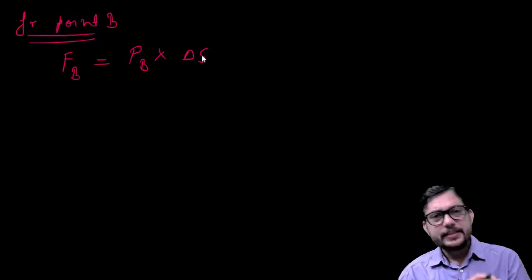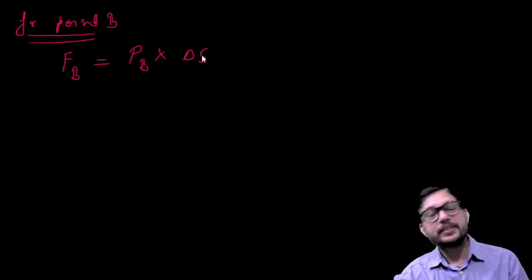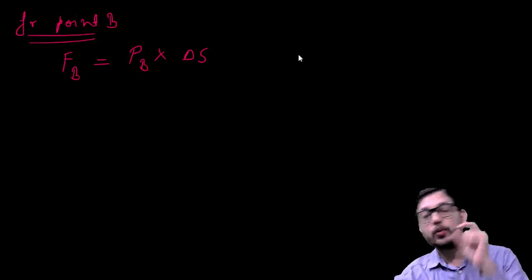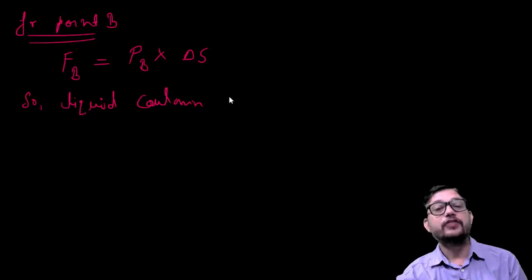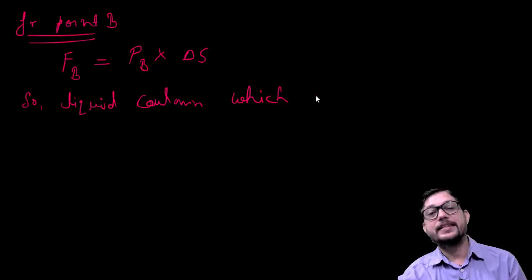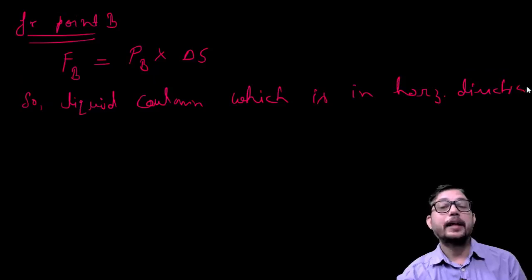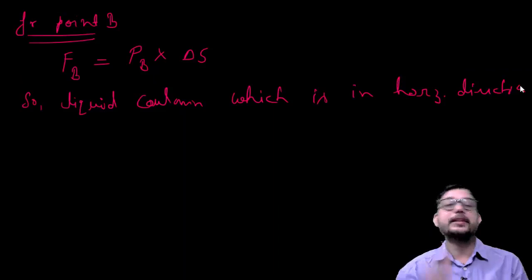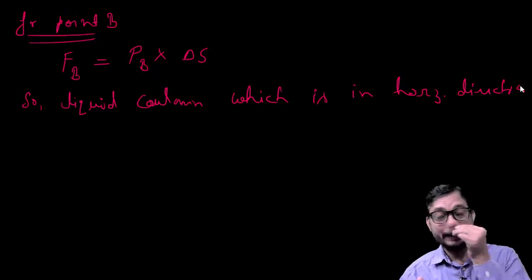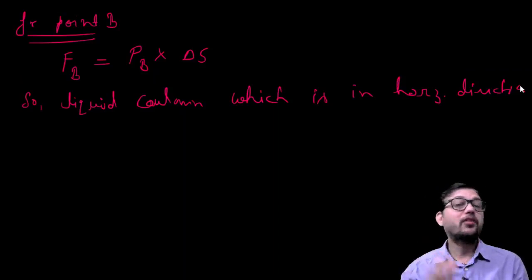As in the previous lecture, we considered that the liquid column is in equilibrium. So here also, the liquid column is in the horizontal direction. Clear? Earlier we discussed that the liquid column is in the vertical direction, but here the liquid column is in the horizontal direction.